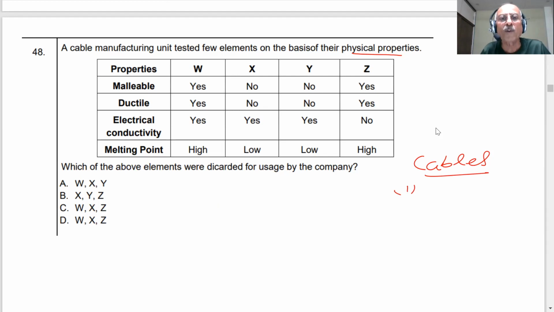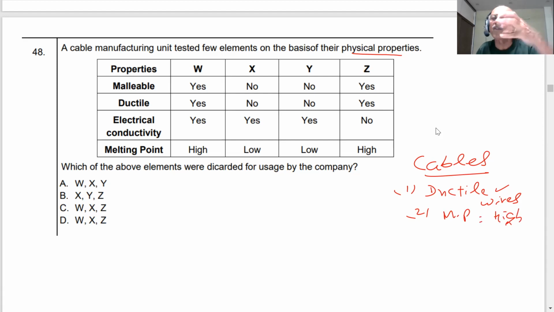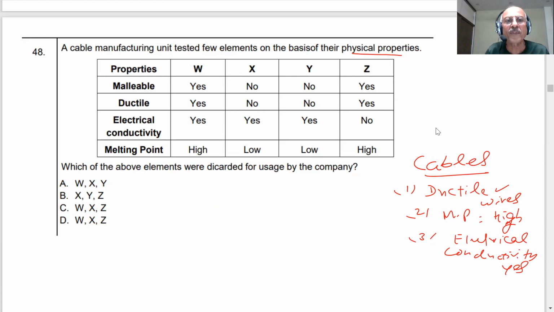The most important thing, we can form wires only if they are ductile. They should be ductile, student. Ductile means you can form wires. And then melting point should be high, student. Because if melting point is low, what will happen? Current will flow, the wire will melt. High melting point is required so that the wire does not melt. And then there should be good electrical conductivity. All these properties are required, student.